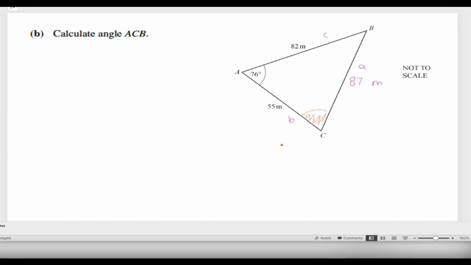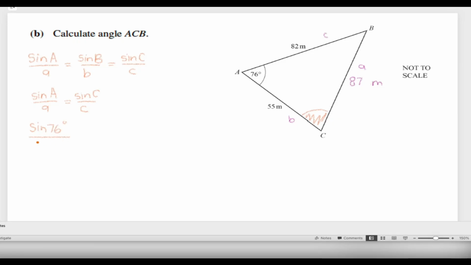So what I'm going to do now is use the sine rule. And since I want to calculate a missing angle, I'm going to use this version of the sine rule: sine of A over lowercase a equals sine of B over lowercase b equals sine of C over lowercase c. Okay, so you only need two fractions. So let's see. We have side A and we have angle A, so we can use that. Sine A over side A is equal to sine of C over side C. We have side C. Now sine of A, that's going to be sine of 76 degrees.